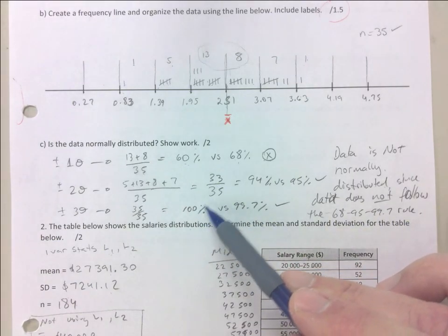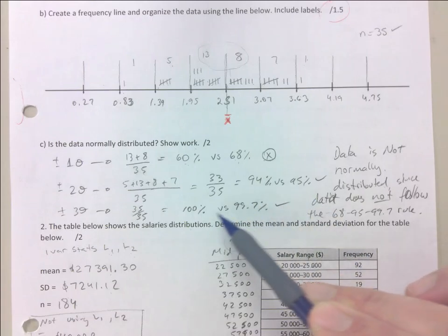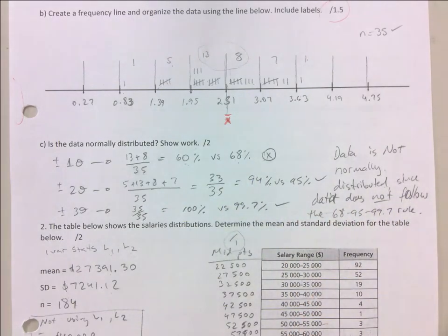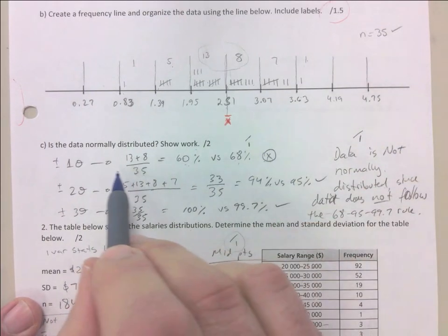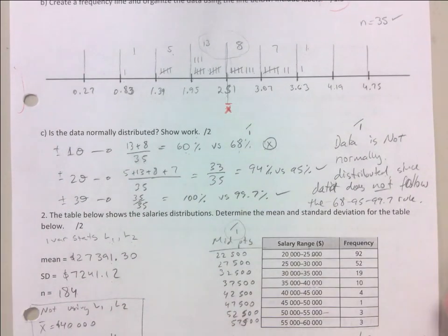I kept checking. I was okay with the 2 standard deviations and the 3. I was okay there, but the first one didn't jive, right? Didn't follow. So you just have to make this statement here. I would say that is a full mark, and actually checking within 1 standard deviation, getting that 60%, is another mark.